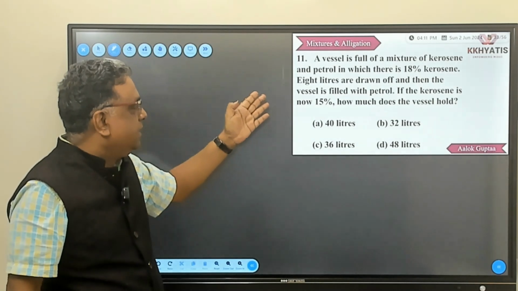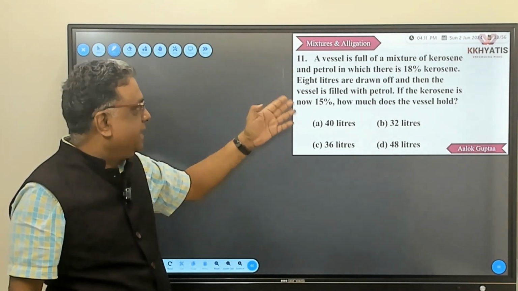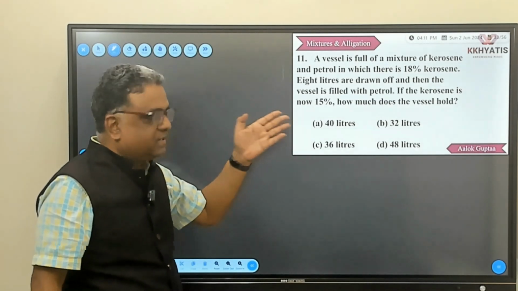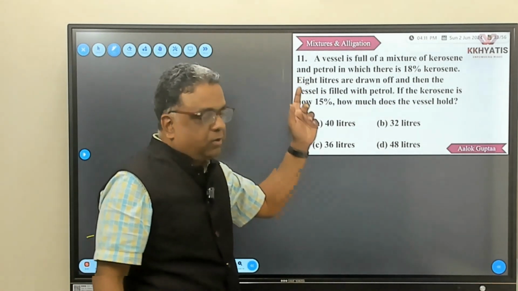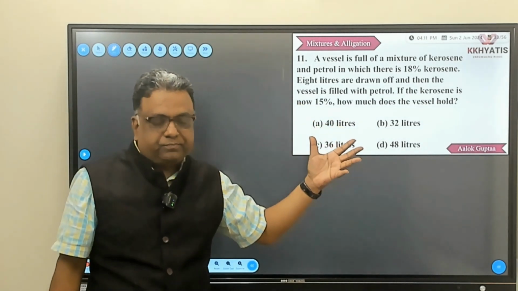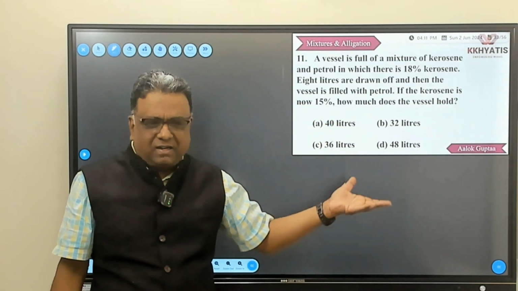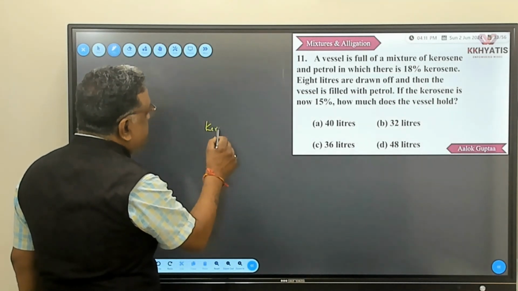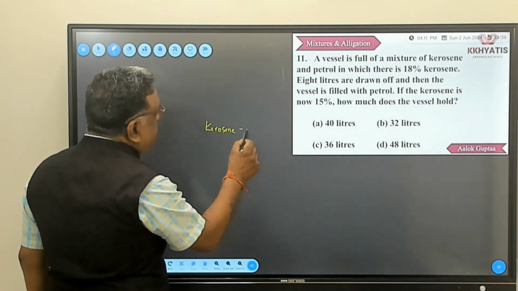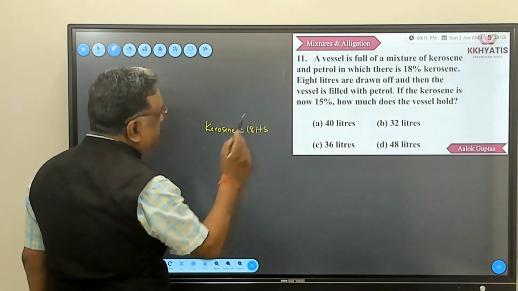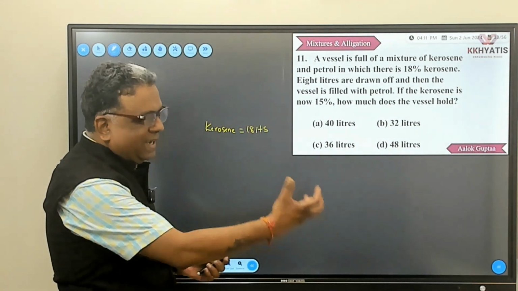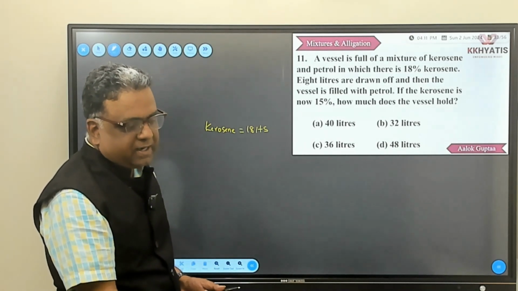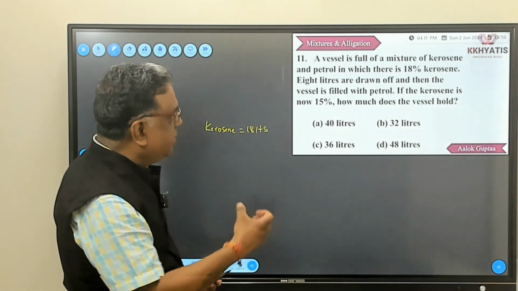Another sum: a vessel is full of a mixture of kerosene and petrol in which there is 18% kerosene. 8 liters are drawn off and then the vessel is filled with petrol. If the kerosene is now 15%, how much does the vessel hold? Now if you see here, we have not been given the initial quantity. So we can assume it as 100 liters. So if the initial quantity was 100 liters, kerosene is 18%, so it will be 18 liters. And we are removing 8 liters from it and adding again 8 liters.